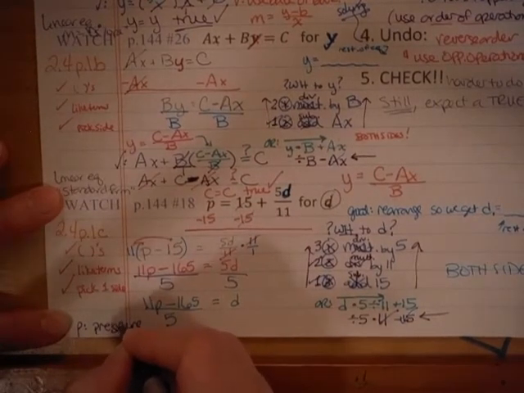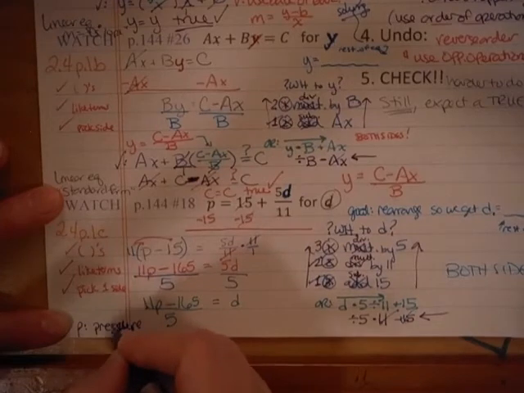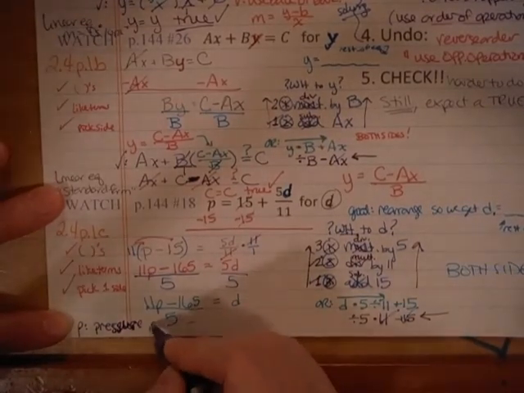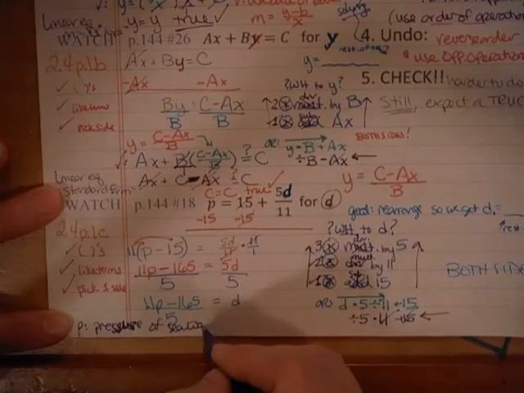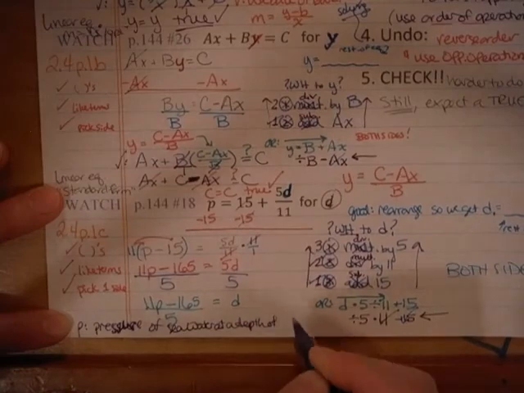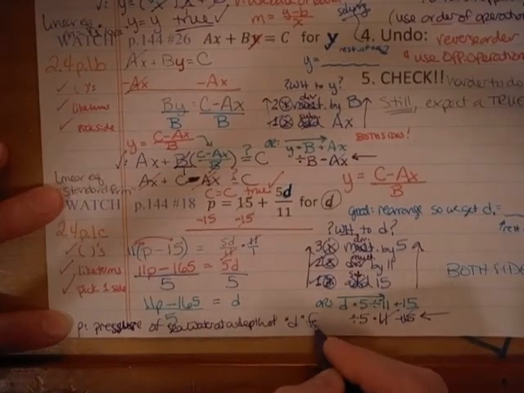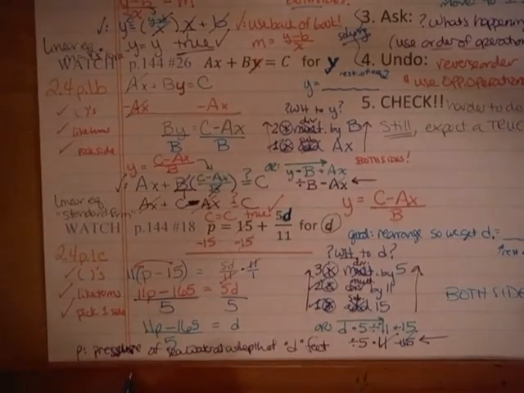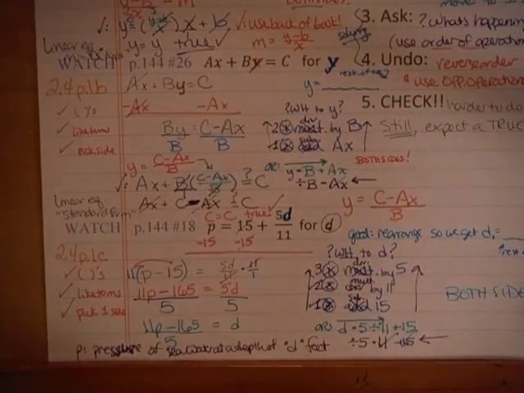Sorry, my pen quit working there. The pressure of seawater at a depth of d feet. So, interesting little formula there. P represents the pressure of seawater at a depth of d feet.